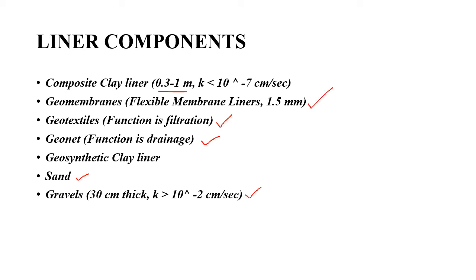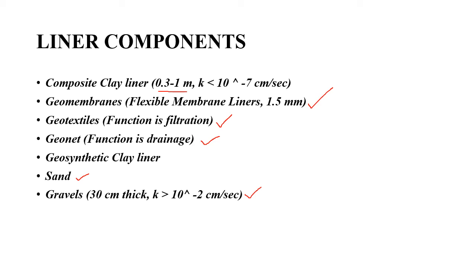geosynthetic materials, or you can use this clay in combination with geosynthetic materials like geomembranes, as we saw in composite liner system. So geomembranes are also polymeric materials and mostly can be made with PVC or high density polyethylene, but mostly we would prefer the high density polyethylene because it is more impermeable and more resistant to these chemicals and rupture. So geomembranes are also called as flexible membrane liners, and the minimum thickness that you have to keep is 1.5 mm. Okay.